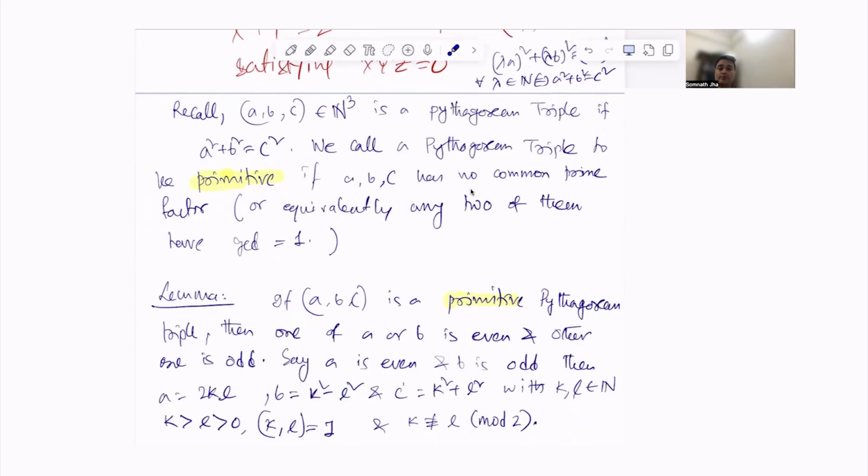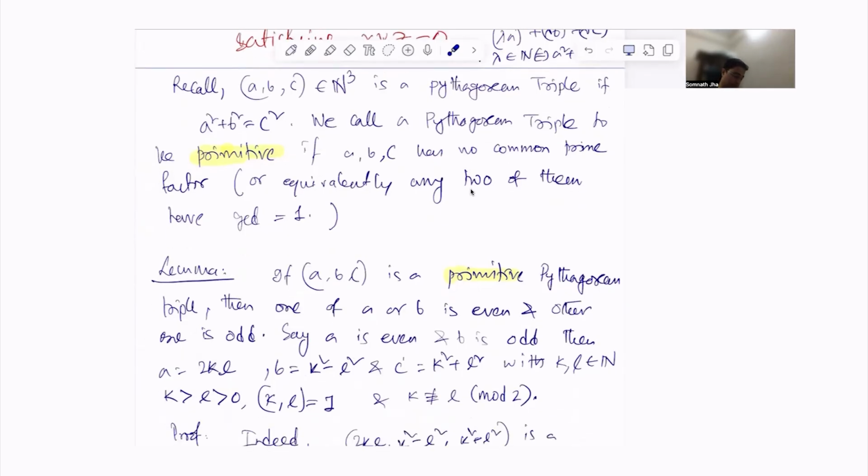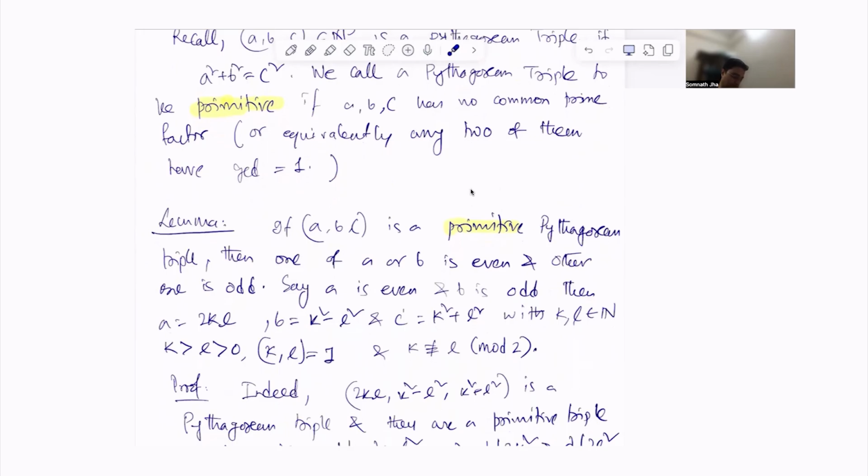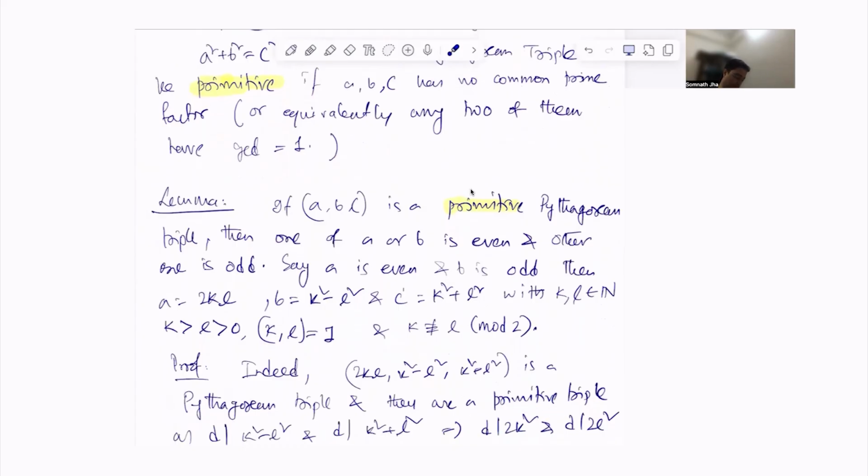All A, B, C such that A squared plus B squared equals C squared are given by taking any K and L such that K is greater than L greater than 0, K and L are coprime, K and L have different parity, and K and L are natural numbers. And then you just put A equal to 2KL, B equal to K squared minus L squared, and C equal to K squared plus L squared. Clearly, this is a Pythagorean triple. We can check and prove that indeed 2KL, K squared minus L squared, and K squared plus L squared is a Pythagorean triple, because (2KL) squared plus (K squared minus L squared) squared is (K squared plus L squared) squared, right? So this is just easy to check.